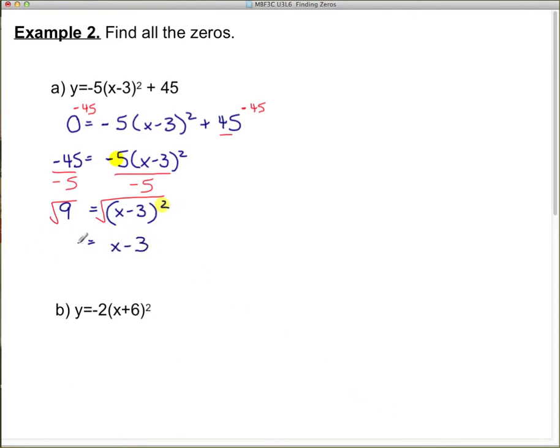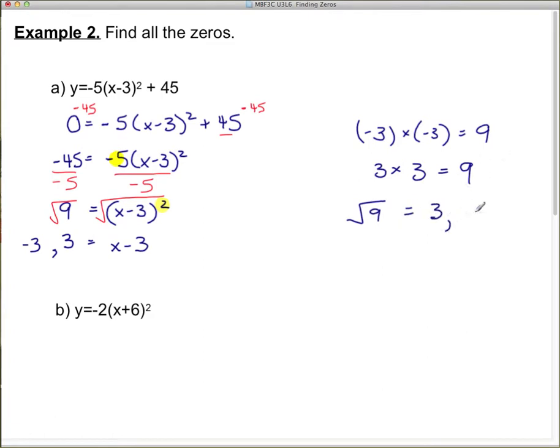x minus 3. And the square root of 9 is 3, but remember there's also the negative version, because negative 3 times negative 3 is also positive 9, and 3 times 3 is positive 9. So therefore the square root of 9 is actually two answers, positive 3 and negative 3. So we've got to take both of those into consideration.